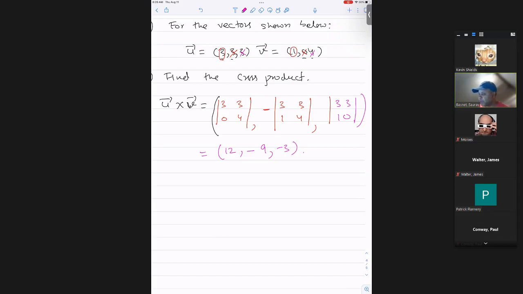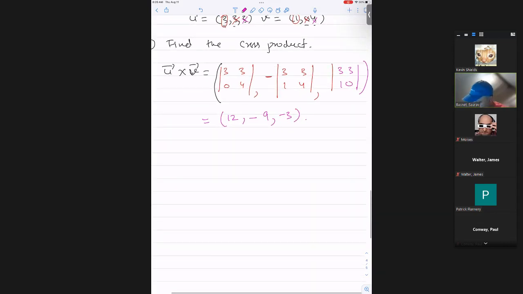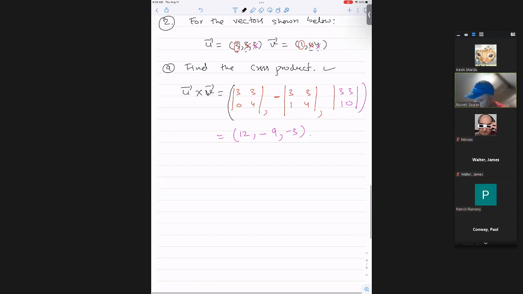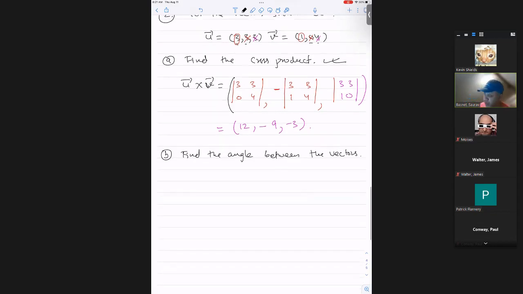And you need to find out the angle between the vectors. So now B. Is it good, everyone? Yes, sir. Okay. So B, find the angle between the vectors. That's what.